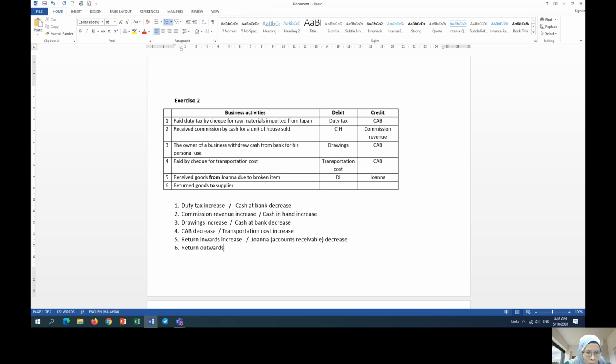And for whom did you return the goods? So you have returned the goods to supplier. Tak ada nama. Kalau tak ada nama, dia tulis kat situ supplier, awak tulis nama supplier. Okay, jangan tulis nama orang lain. Sebab soalan tu gunakan istilah supplier. So kita akan buka account supplier.